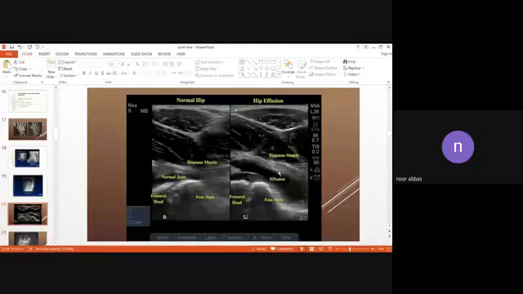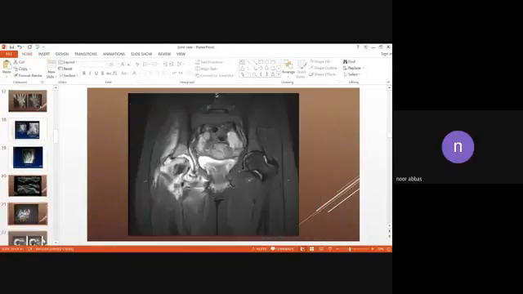Also, one of the useful investigations in the assessment of septic arthritis is MRI. MRI is very sensitive in the detection of septic arthritis. It will show us the inflammatory changes in the joint, the presence of effusion, the inflammation and edema in the surrounding tissue planes around the joint, and the inflammation and the changes within the bone, and will help us to see if there is evidence of bone destruction and osteomyelitis accompanying the arthritis.